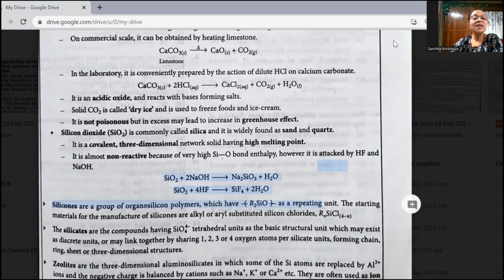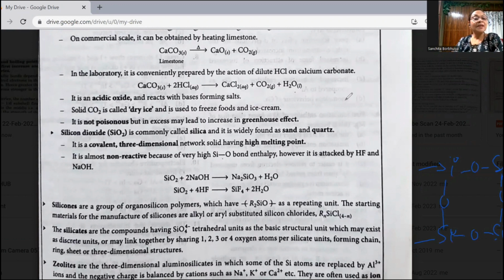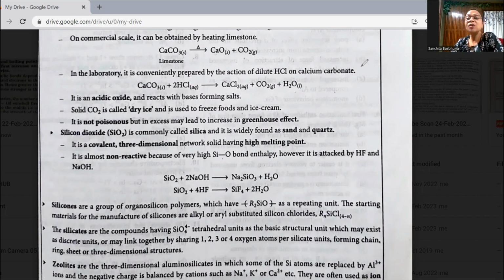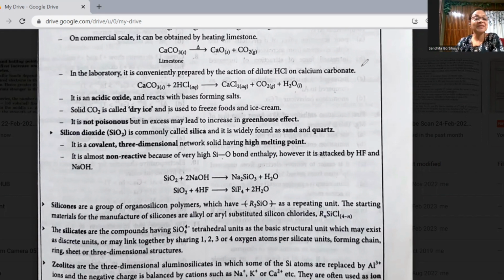Going on to silicon dioxide, it's commonly called silica, and it is widely found as sand and quartz. Of course, SiO2 is also a three-dimensional network where it forms an 8-membered ring of SiO. I've drawn only one framework of the three-dimensional network, and that's the reason it has a very high melting point. So it is almost non-reactive, but it reacts with HF to give you silicon tetrafluoride, with the side product being water. And if you react silica with sodium hydroxide, you will get sodium silicate, which is used in the glass and the paper industry. You require sodium silicates for your glass and paper making.